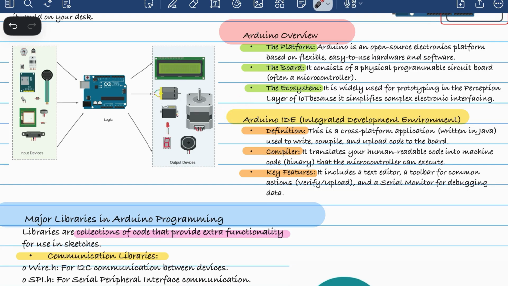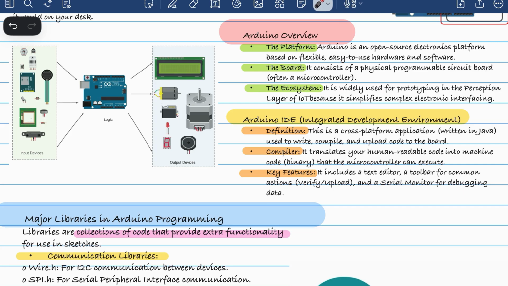And if we talk about the Arduino integrated development environment, what is this? This is a cross-platform software application which is written in Java. First you write, compile and upload the code to the board. When you do this, there is a compiler present inside the IDE. This internal compiler, when you write the code, which is human readable text, translates that text into binary machine code, a stream of zeros and ones, that the microcontroller can execute, right?